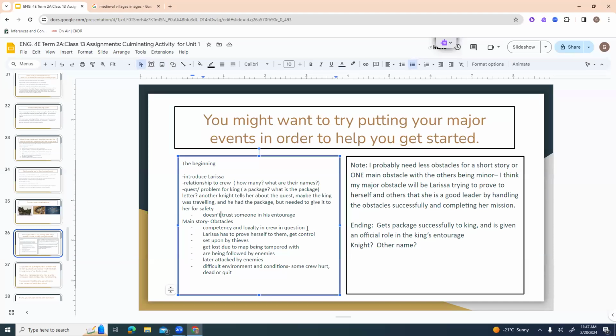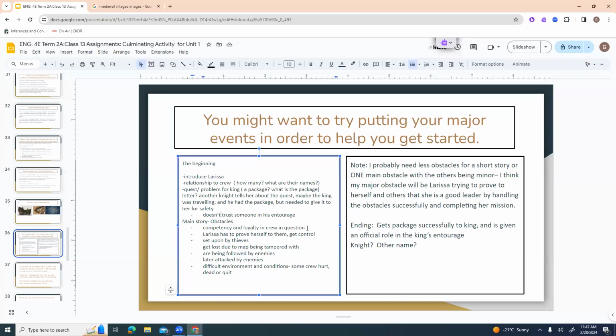Maybe they get set upon by thieves. Maybe they get lost because the map has been tampered with. Maybe they're being followed by some sort of enemies that attack them. Maybe there's some sort of deadly environment or conditions. Maybe some of the crew get hurt or killed or they quit. So that's kind of my main idea.